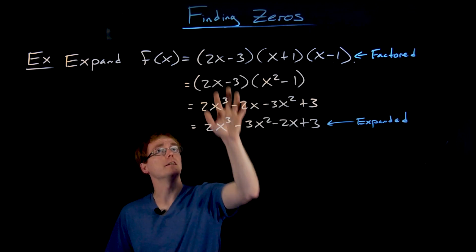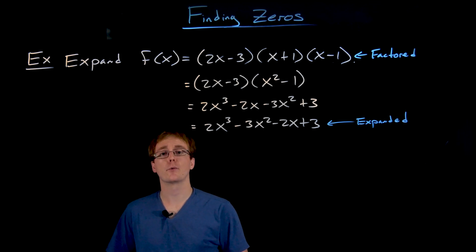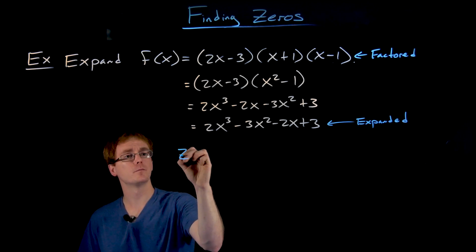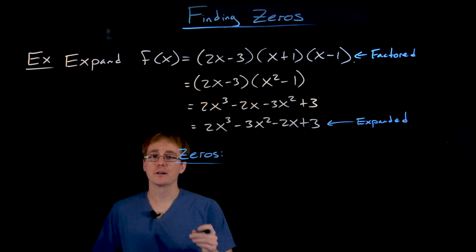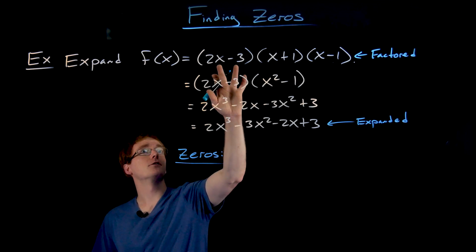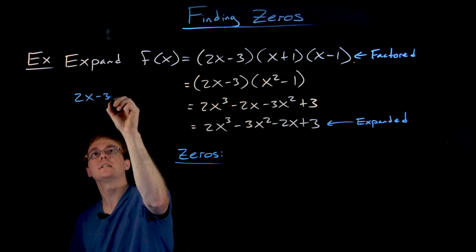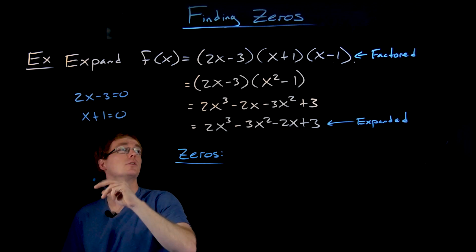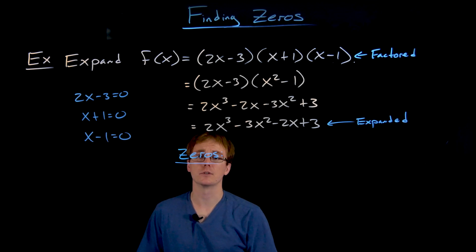And so we started with the factored form of our polynomial up here and ended up with our expanded form down here. And from the factored form of our polynomial, we can identify very quickly what the zeros of our polynomial are going to be. Right, so they're going to occur when that factor of 2x minus 3 is equal to 0, when that factor of x plus 1 is equal to 0, or when that factor of x minus 1 is equal to 0.